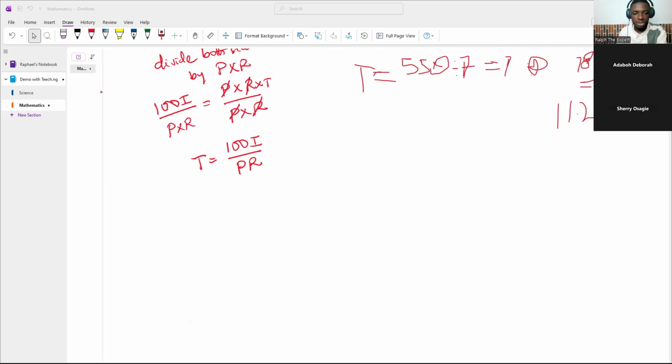Yes. Okay. So the next thing we want to do is to substitute all the values we have. We are going to substitute it for interest, principal, and rate. So we have time equals to 100 times. What's our interest? I think it was, I'll just check through the question. I think it was 100.